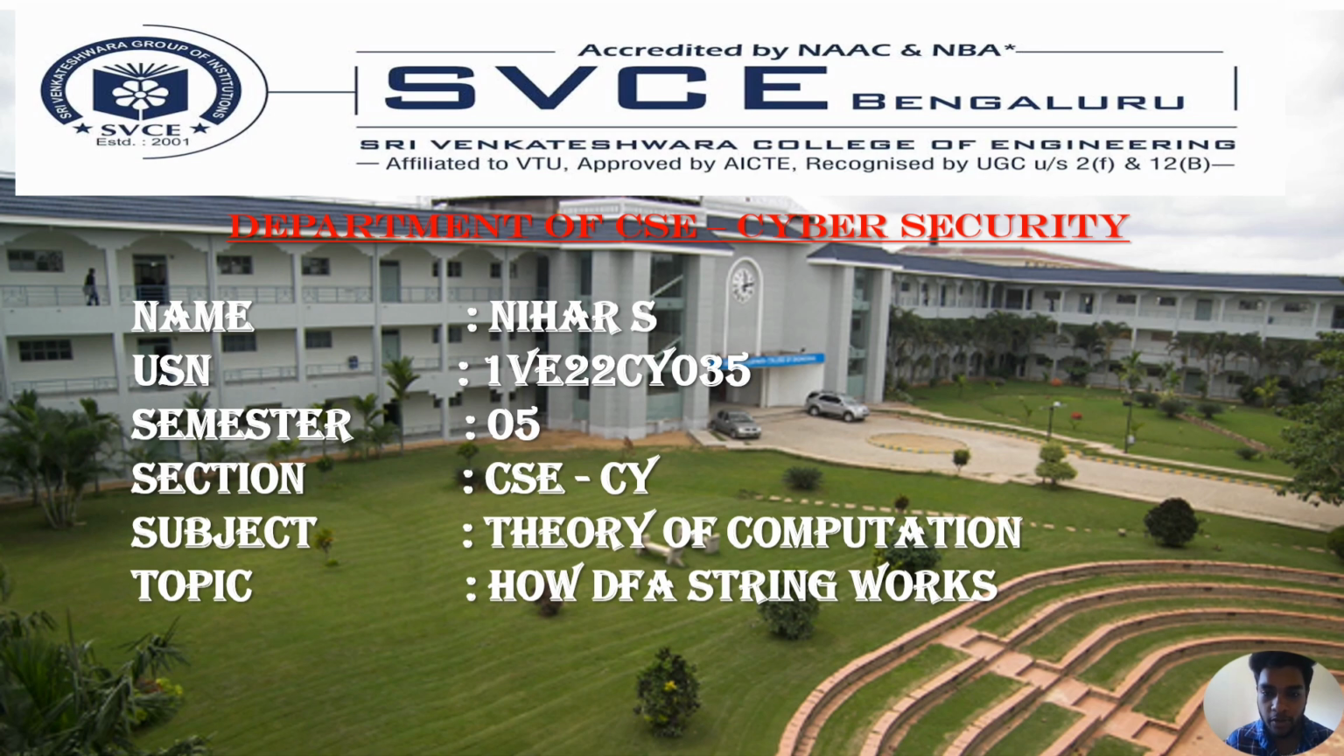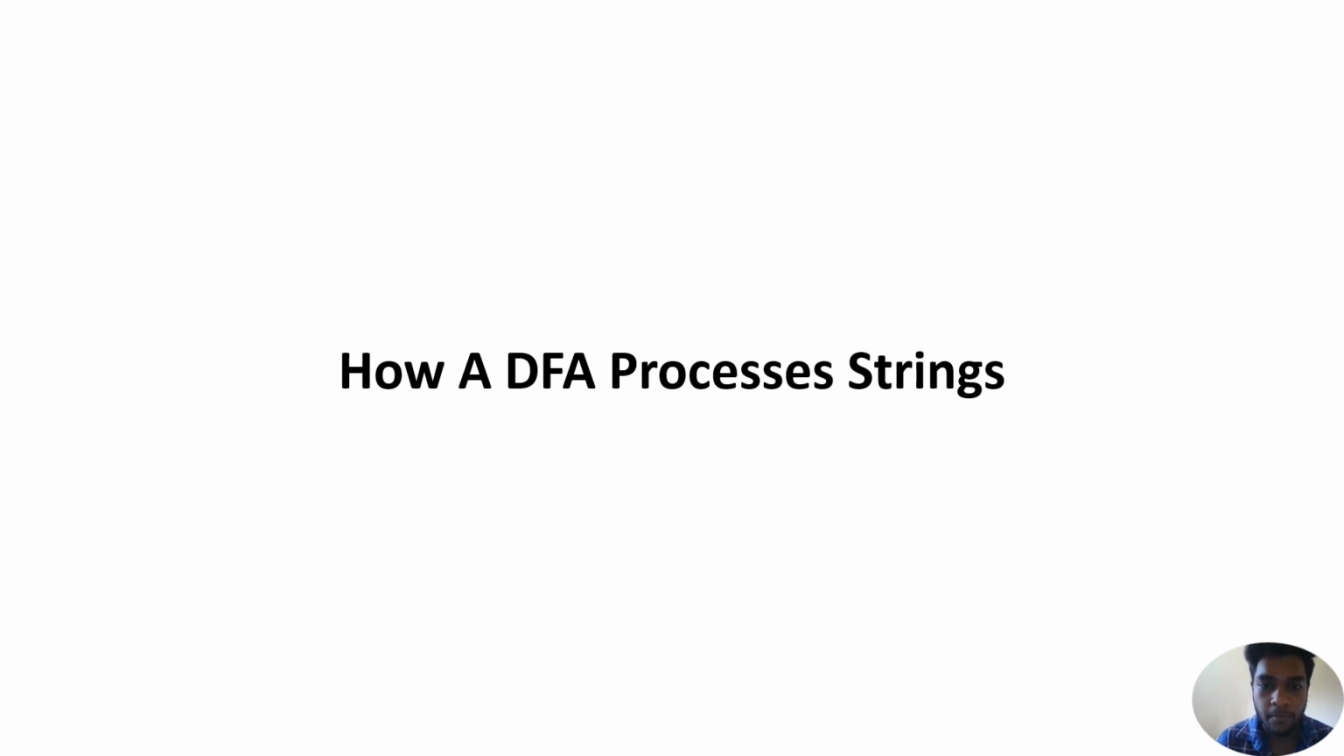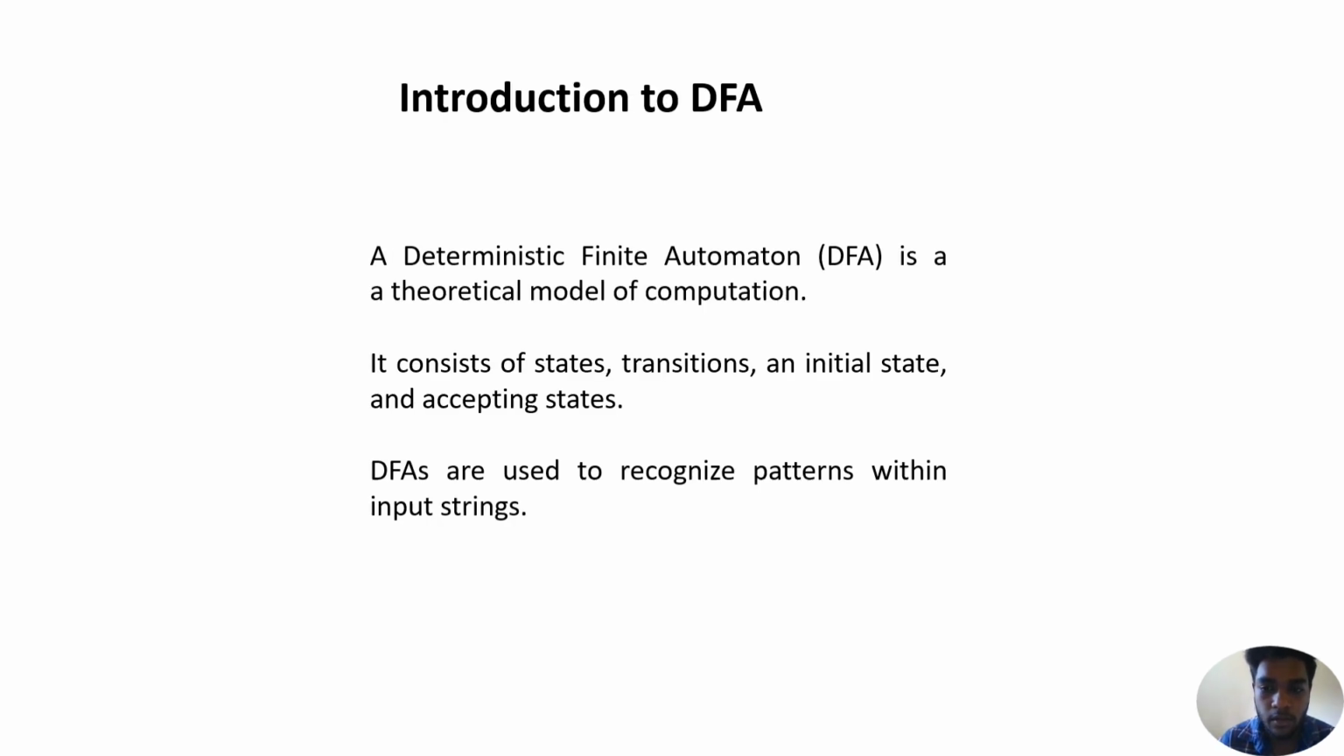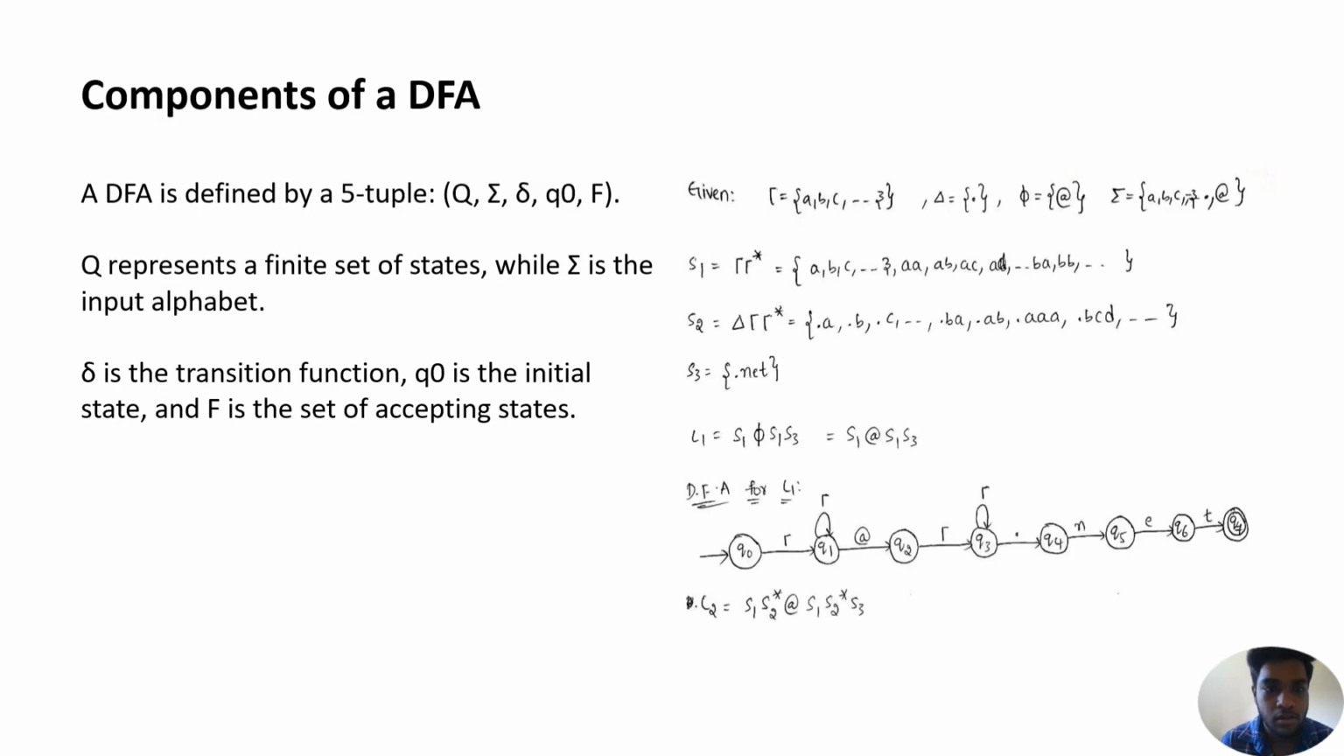Today I am going to explain theory of computation: how a DFA processes its strings. Now let us see the introduction for DFA first. A deterministic finite automaton is called DFA. A DFA is a theoretical model of computation. It consists of states, transitions, an initial state, and accepting states. DFAs are used to recognize patterns within their input strings.